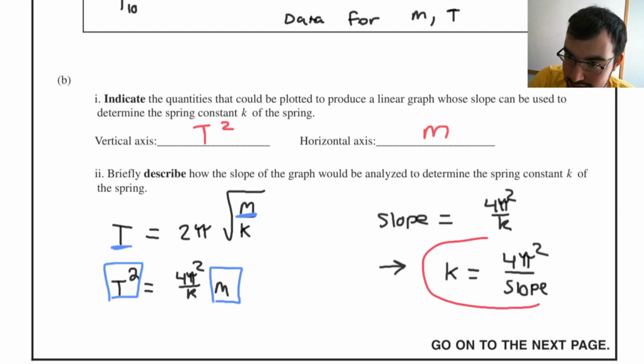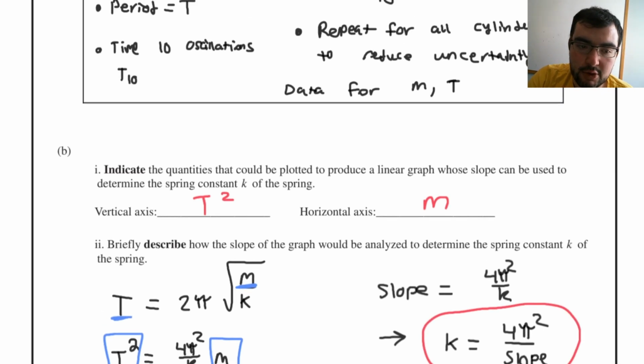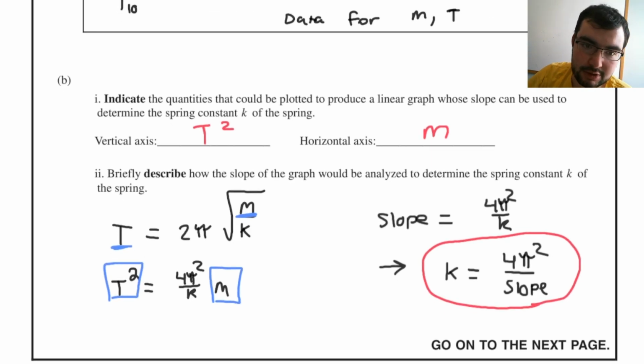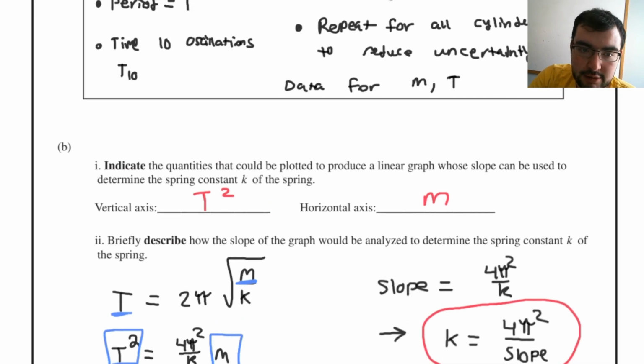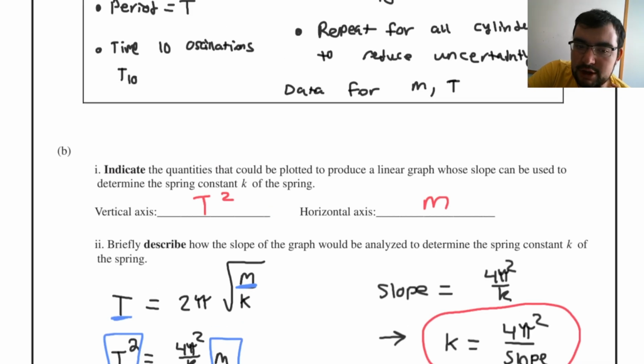This is not the only solution. You could have graphed, let's just run through them. T versus square root m, slope would be 2 pi over square root k. You could have graphed reciprocal versions of this, m versus T squared with slope k divided by 4 pi squared. You could put constants in here to make things easier. So many solutions. It just has to somehow be derived from this expression. T is 2 pi square root m over k. And if you have any questions on if a linearization is suitable, you can ask and we'll sort it out.